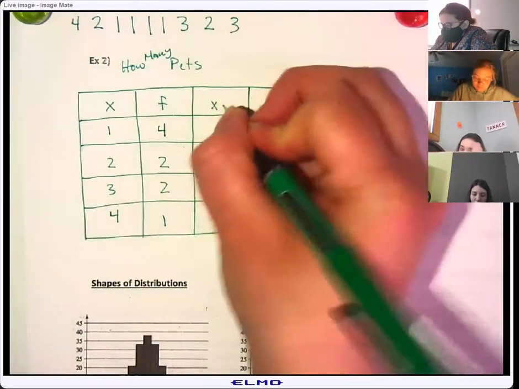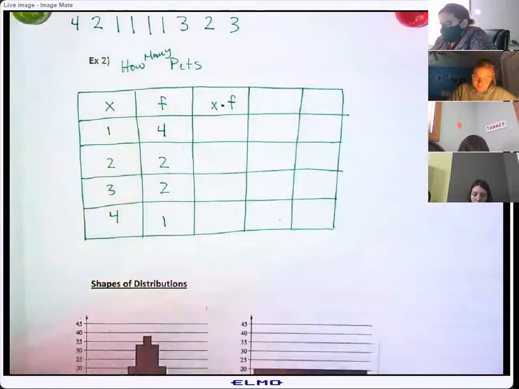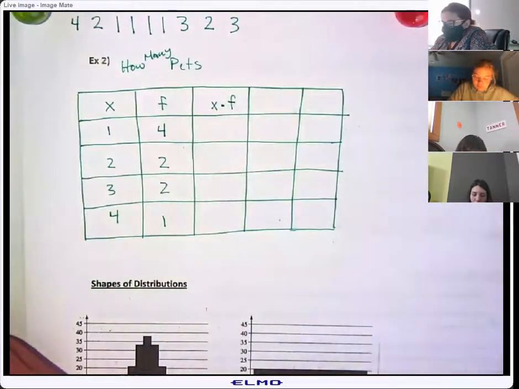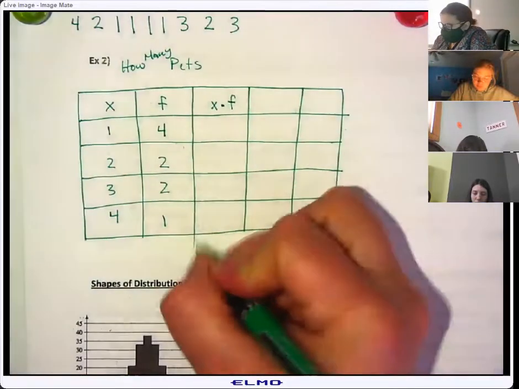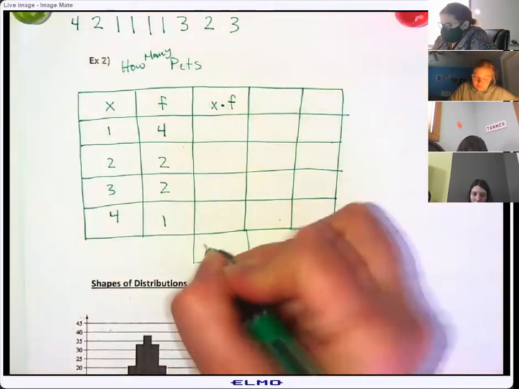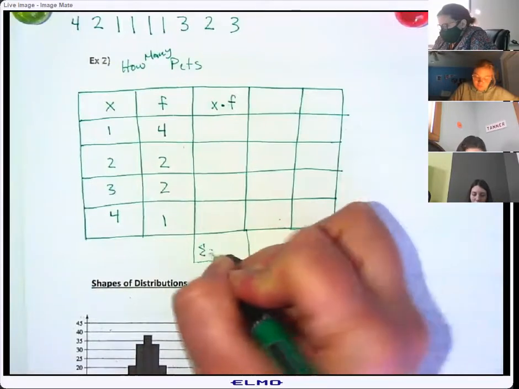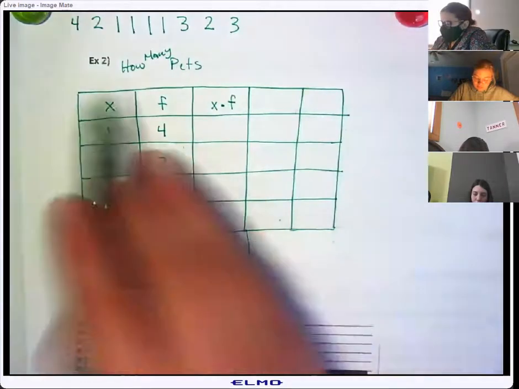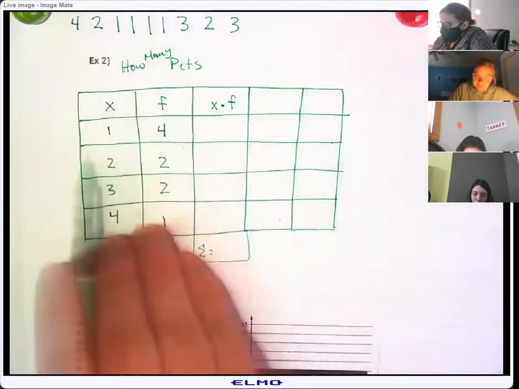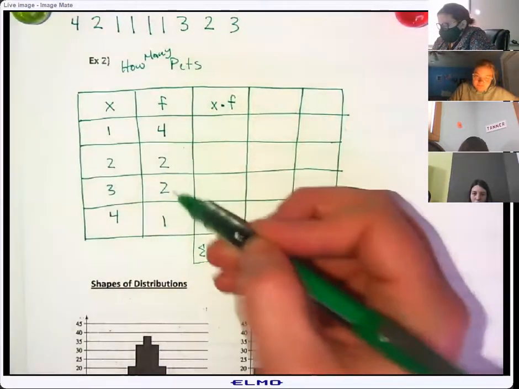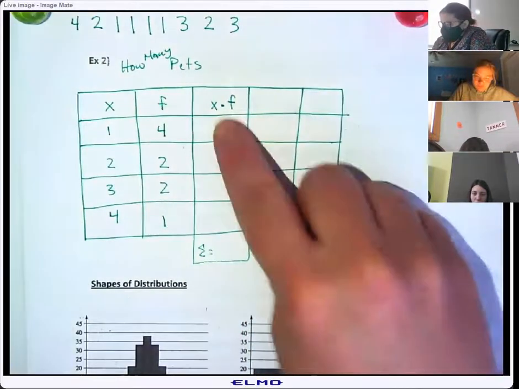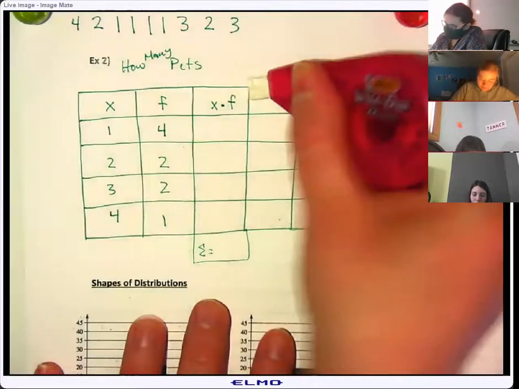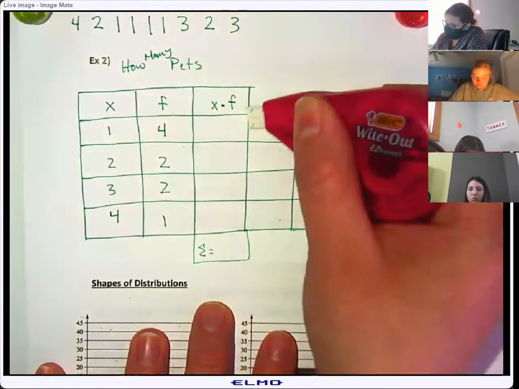And then to figure out your weighted mean, you're going to take your x times your frequency. And then you're going to add them all up. And then you're going to take that number and divide by how many people we have. So we had, what, six, seven, eight, nine people. So go ahead, fill out that column, add them up, and divide by nine. I'm going to give somebody a prize in just a second for doing so.